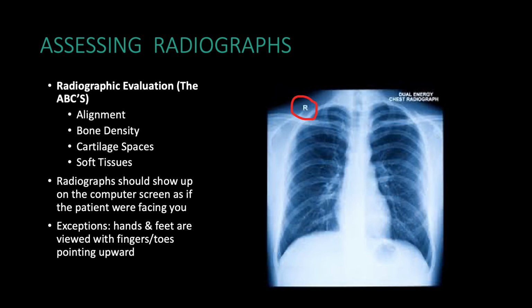So the first thing we're going to look at is alignment. We're going to look at bone density. We're going to look at cartilage spaces, and then we're going to look at soft tissues. So we kind of work our way around the bones and bone density, and then the cartilage, and then the soft tissues. We call this the ABCs of radiographic evaluation: alignment, bone density, cartilage, and then soft tissues.